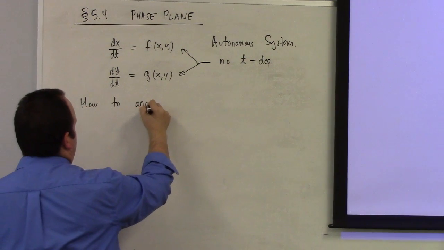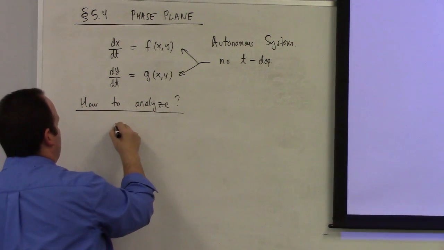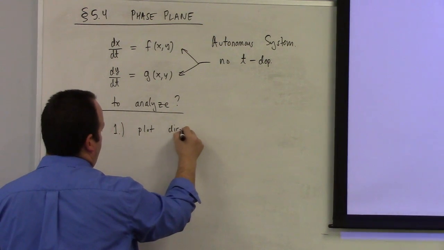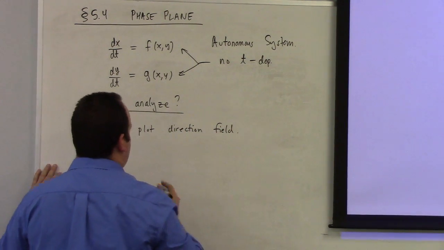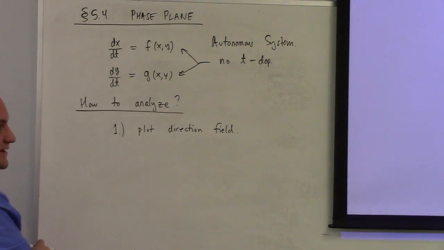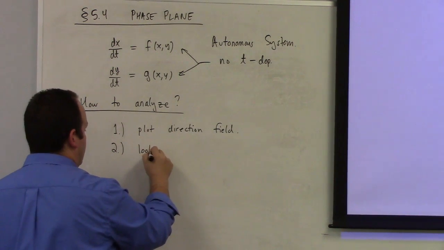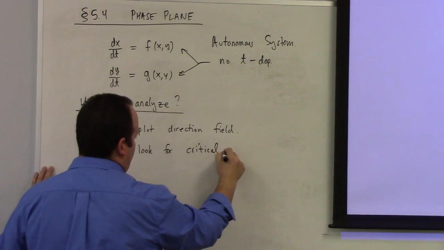How to analyze? Well, one, you can plot the direction field. You can plot the direction field with appropriate software and see what the solutions look like. That's one thing you can do. Two, you can look for critical points algebraically. What's a critical point here?